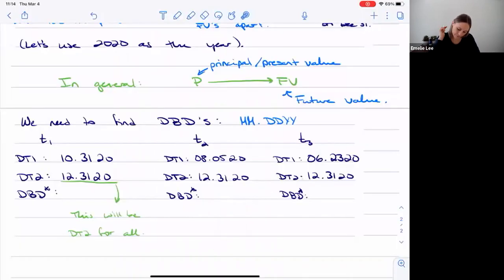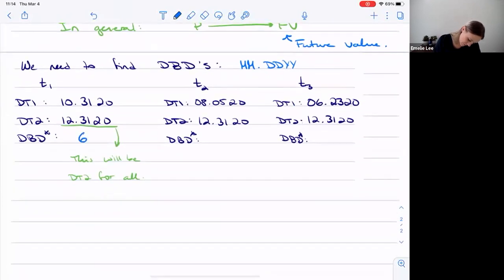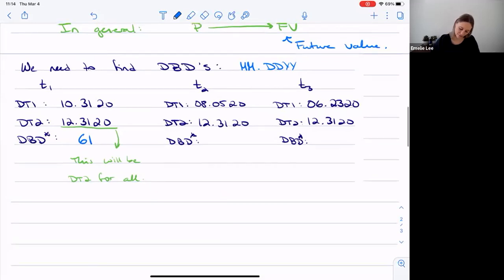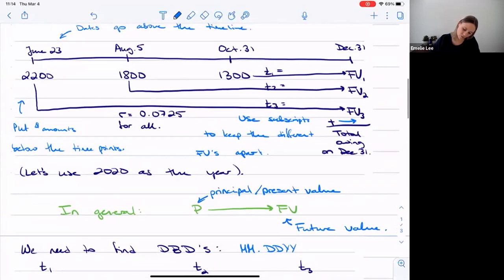So here, I've got 61 days, but T has to be in years, right? And so when I write the T1 here, I've got 61 divided by 365. That's going to be your T, right? In years. And we assume that we have 365 days in every year.